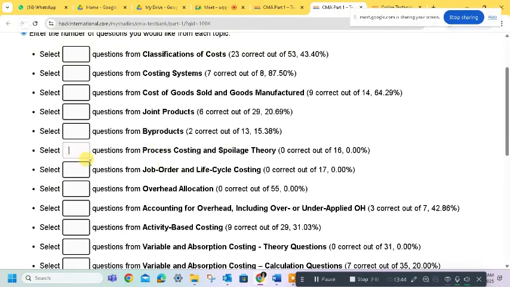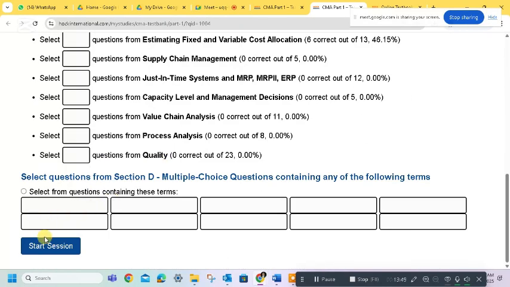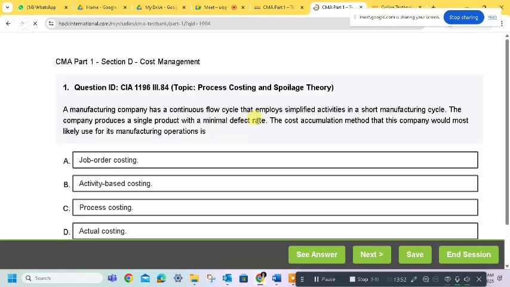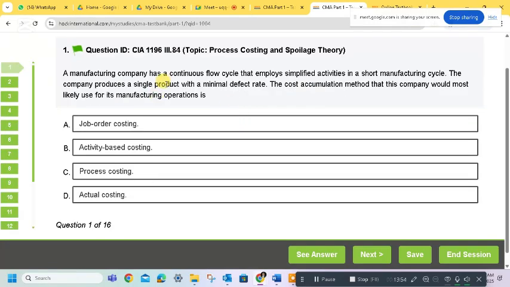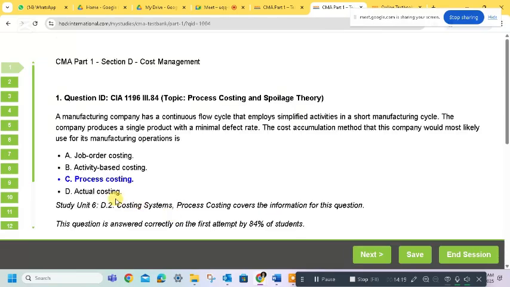Process costing and spoilage theory. Let's see, there are 16 questions. A manufacturing company has a continuous flow cycle that employs simplified activities in a short manufacturing cycle. The company produces a single product with minimal defect rate. The cost accumulation method this company would most likely use? Because they say continuous flow cycle, that means a same, standard product continuously being manufactured. That's process costing. Yes.